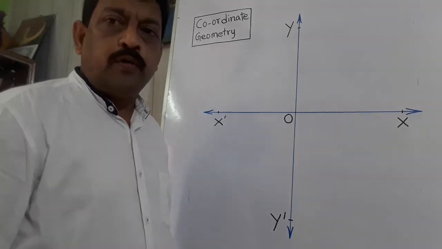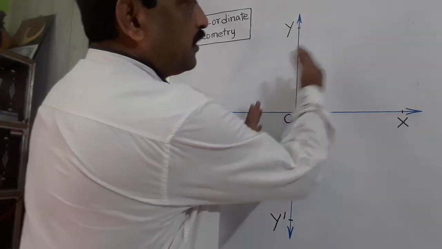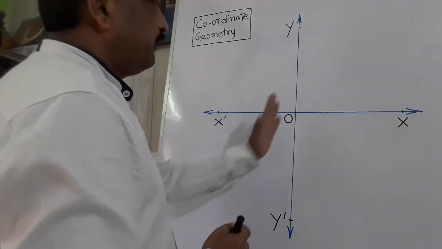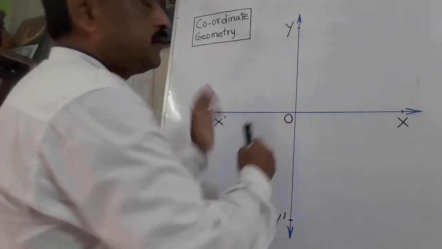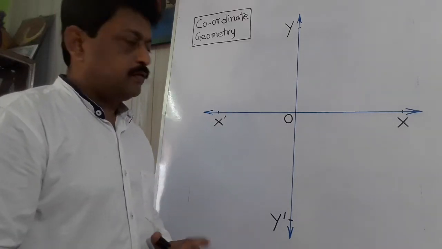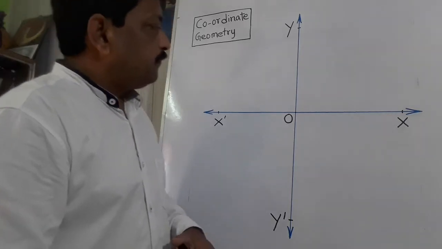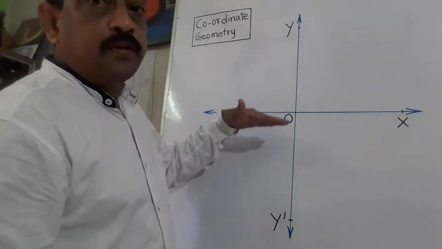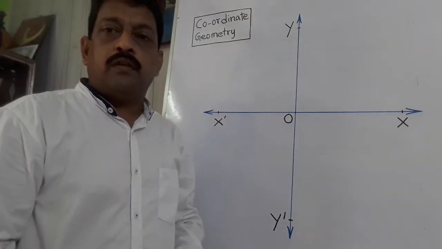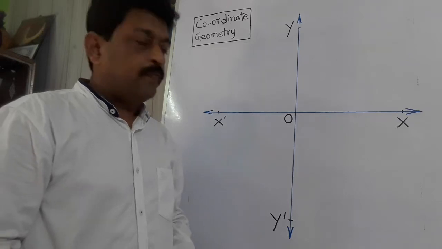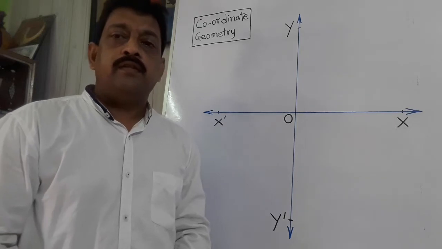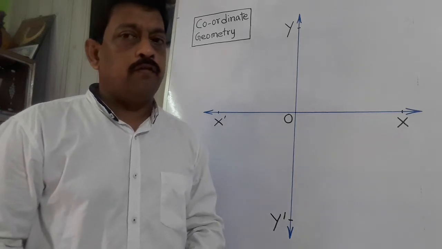Therefore, every point which is taken to the right of the y-axis has a positive x value, and if it is taken to the left of the y-axis, it is taken as a negative integer for x. Similarly, if any point is represented above the x-axis, then it is taken as a positive integer for y, and if it is taken below the x-axis, then it is taken as a negative integer for y.